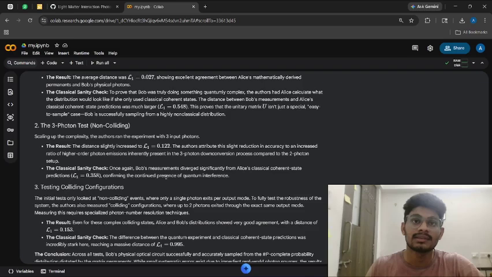And the authors explicitly say that this large disagreement shows the quantum distribution is sufficiently different from the classical one, meaning the chosen unitary is not some special easy case that a classical description would accidentally mimic. So already in the two photon case, the experiment is doing exactly what it is supposed to do. It validates the permanent-based prediction and separates it from the classical coherent state alternative. Now let us move on to the three photon case, which is much more interesting and also more demanding experimentally.